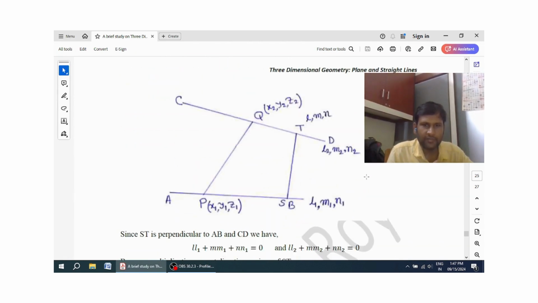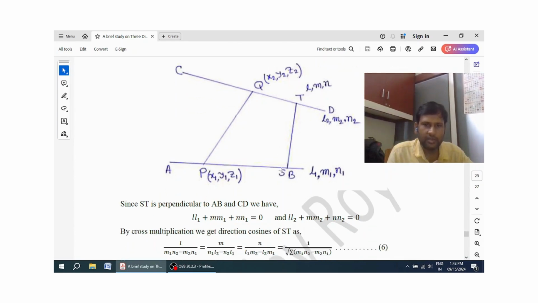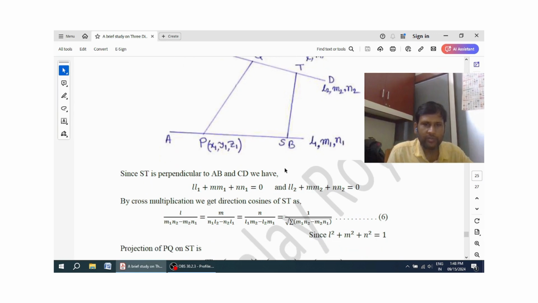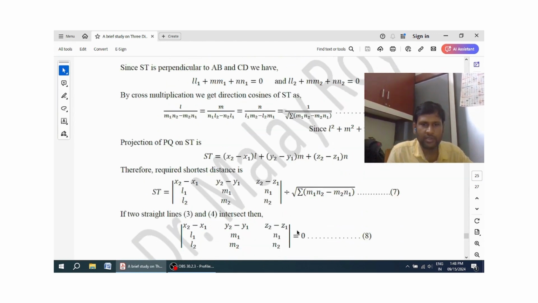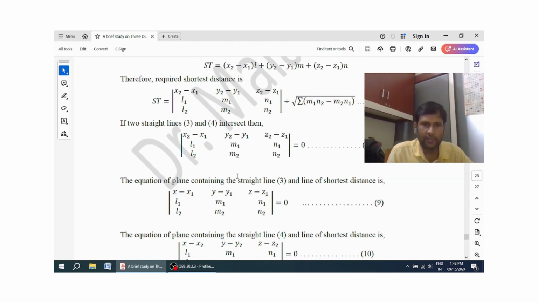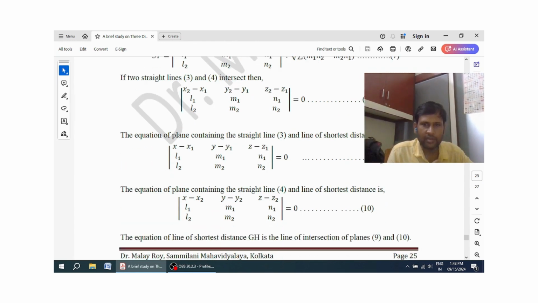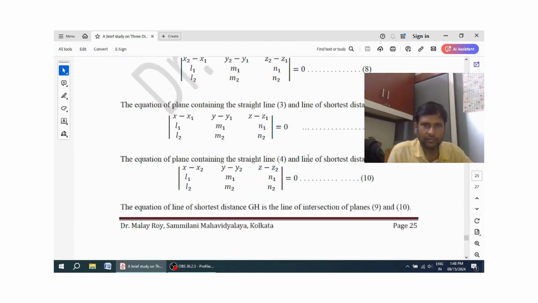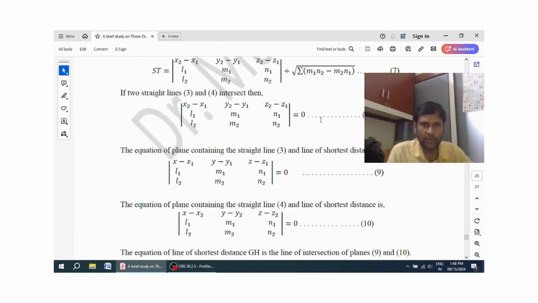We can take and see the figure. This is the line of shortest distance PQ, two points, where it passes through two straight lines CD and AB, and the shortest distance between these two straight lines is ST, which will be obtained through this formula, ST equal to this, and the line of shortest distance will be given by equations 9 and 10. And two straight lines are coplanar if this is equal to 0.